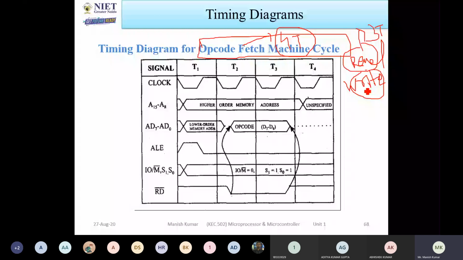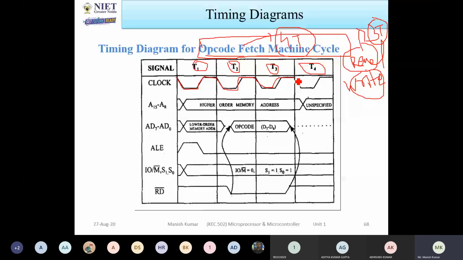So whenever T states are required, now I am talking about the opcode fetch machine cycle. So this requires 4 T cycles. So I have drawn T1, T2, T3, T4. It means 4 clock cycles. Okay. So first we will draw the clock signals. So 4 full clock cycles you have to draw.